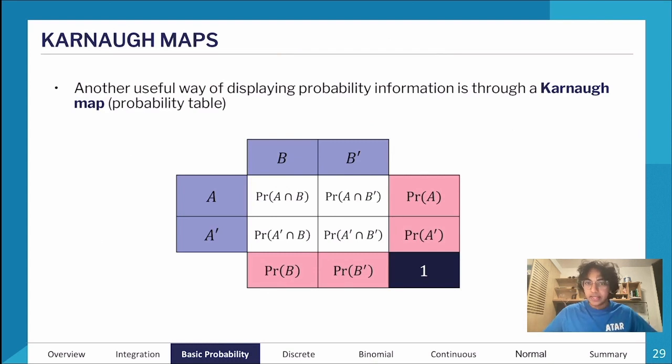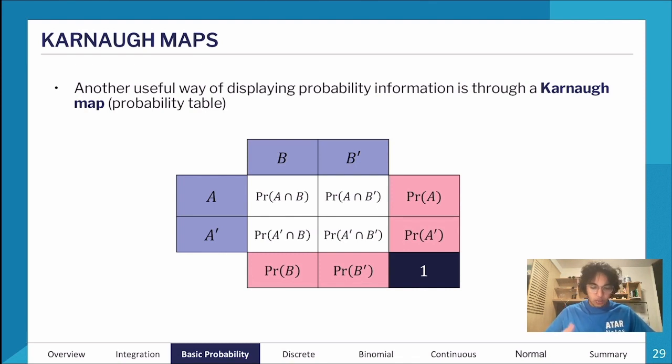Another way we can display things, apart from a Venn diagram, is known as a Karnaugh map. Karnaugh maps aren't explicitly on the study design. I want to make that clear, but I think they're a really good way of representing these questions, and they definitely helped me during my exam. There was a need to do a Karnaugh map, and a lot of my friends didn't love that question. I don't like that question either, but a Karnaugh map helped me get through it.